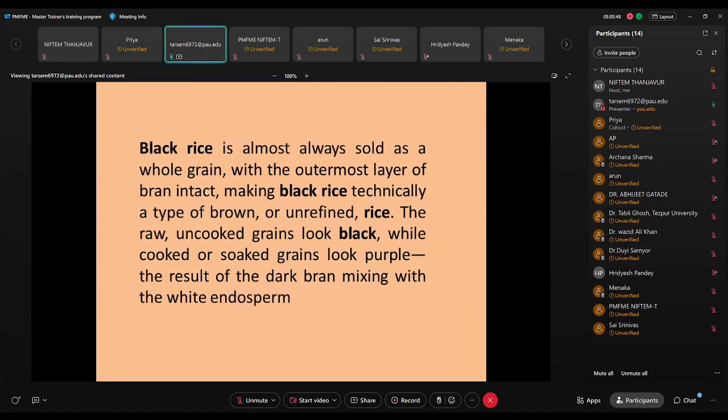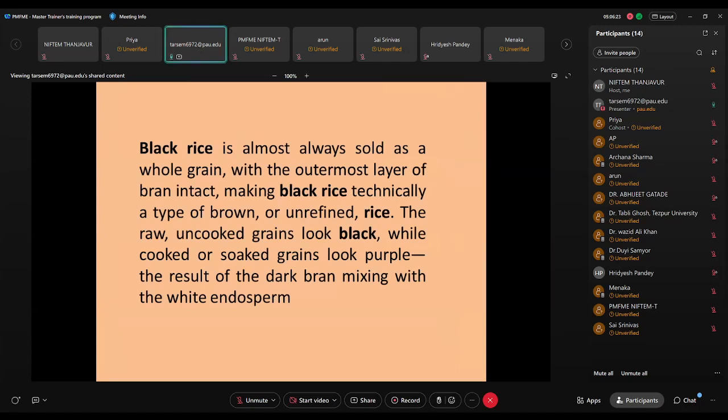That means during processing we are doing only one operation, that is dehusking, removing the husk. The raw uncooked grain looks black, while the cooked or soaked grains look purple. During cooking, the color of black rice changes to purple due to chemical reactions, the hydrothermal treatment given to it, and the mixing of the dark outer layer with the white endosperm within the grain.